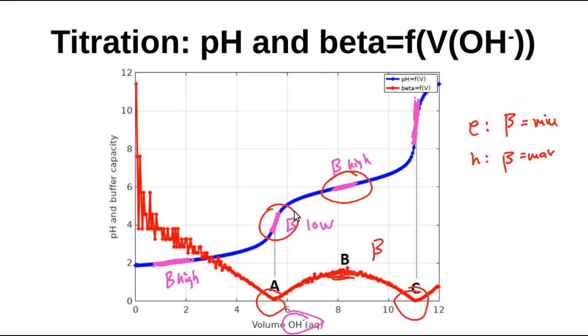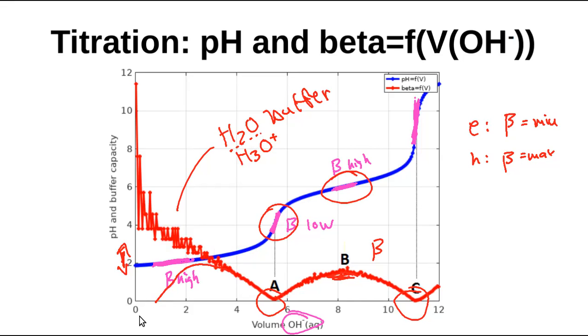That we don't see any maximum here depends on the fact that water and hydrogen ions also form an acid-base pair, at low pH values, at least in this region. Otherwise, if we had done this titration in another type of solvent where we wouldn't have had water present, then I think we would have seen such a tendency here.